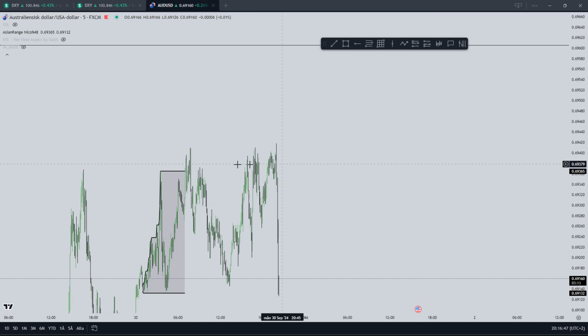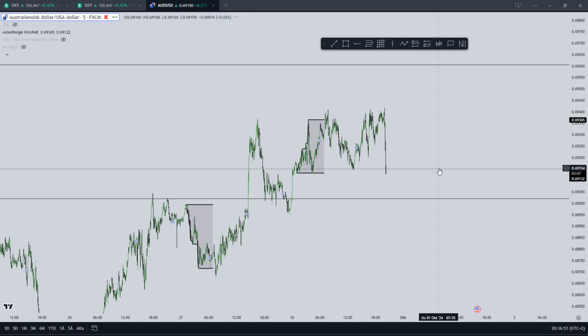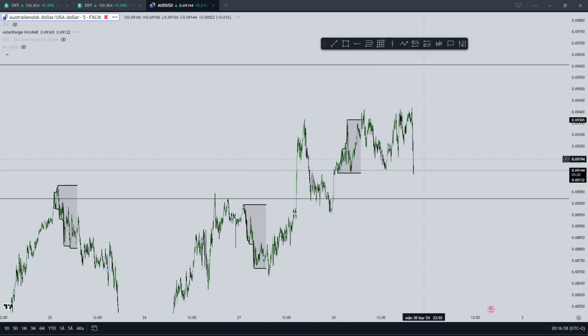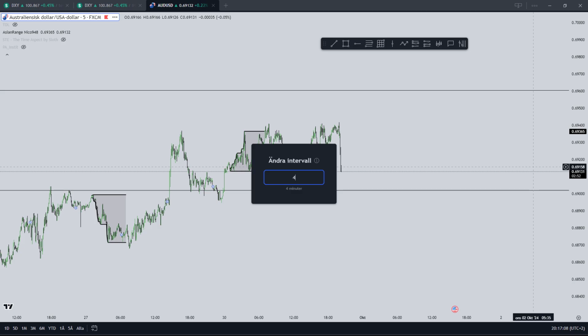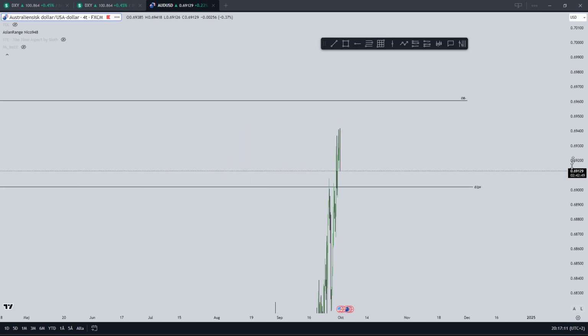It's called the ICT concept, or do you mean ICT MMXM? That's his model in high time frame PD arrays. It's in his 2023 ICT mentorship playlist. So let's just go to the 4 hour right here, or the weekly chart.